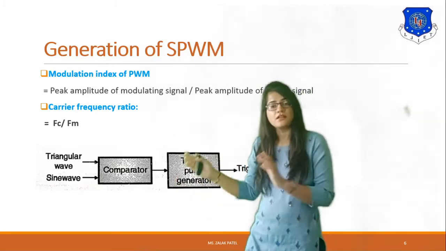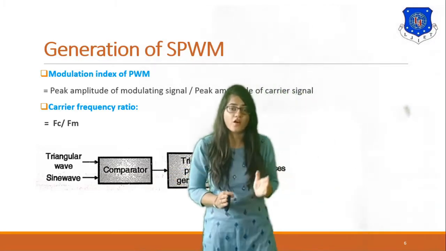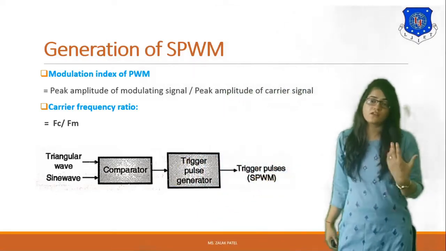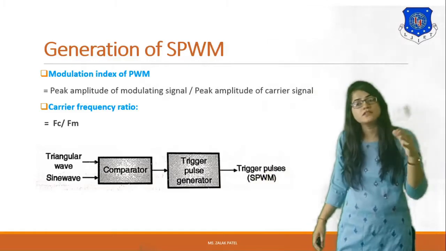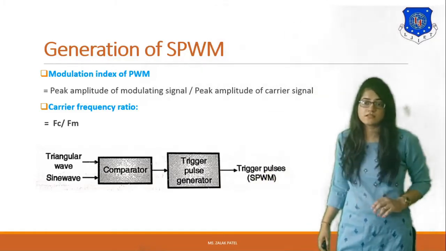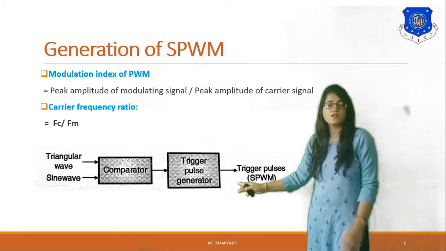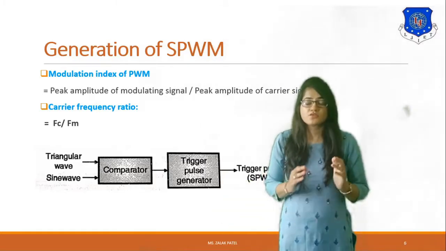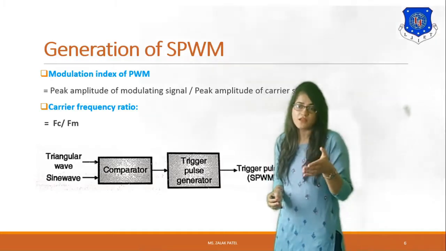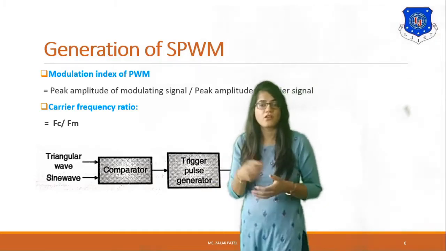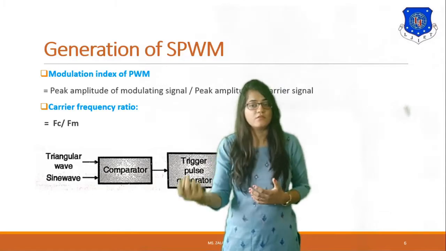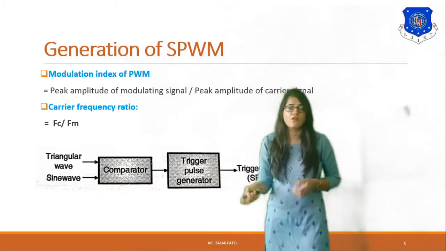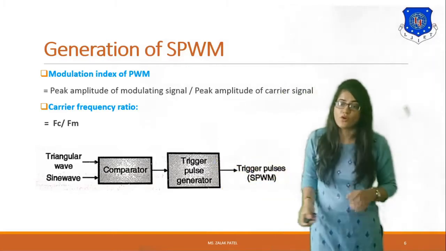At the end, this output is given to the triangular pulse generator, because the triangular pulse decides the number of pulses in the system. That is why the triangular pulse generator is there, and lastly the trigger pulses. So in short, each time the sine wave is compared with the triangular wave, if it is higher it will be passed, and if it is lower it will not be passed. This is the case of the sinusoidal pulse width modulation.